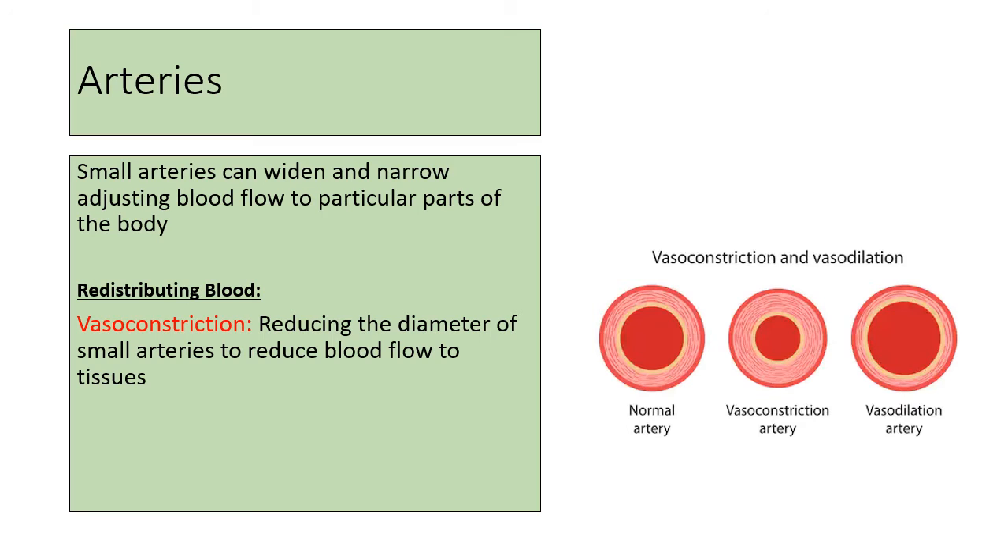So vasoconstriction, as it says there, reduces the diameter of the small arteries to reduce blood flow to various tissues. We can see in the middle diagram that the lumen has got even smaller. It's constricted, narrowed even further, to reduce blood flow to certain areas of the body.